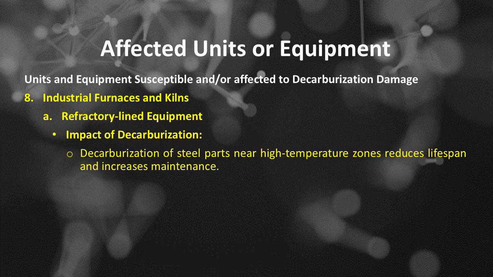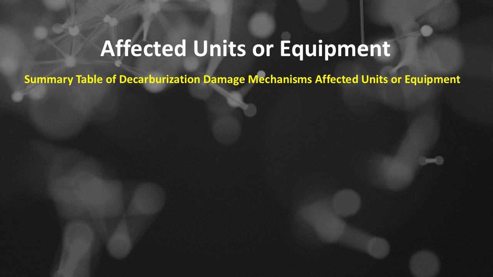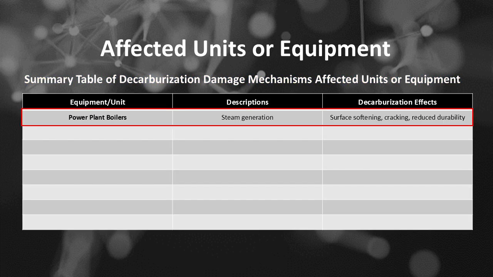Number 8 of the units and equipment susceptible and/or affected to decarburization damage is industrial furnaces and kilns. Number A, refractory lined equipment. Impact of decarburization: decarburization of steel parts near high-temperature zones reduces lifespan and increases maintenance. Summary table of decarburization damage mechanisms affected units or equipment. For the power plant boilers described as steam generation, decarburization effects are surface softening, cracking, and reduced durability.